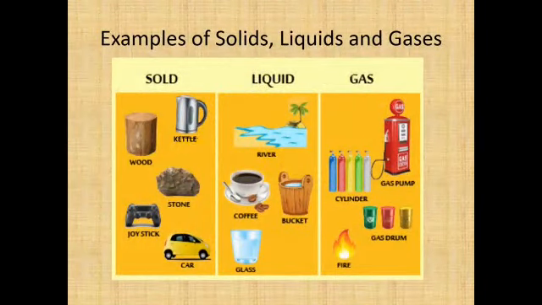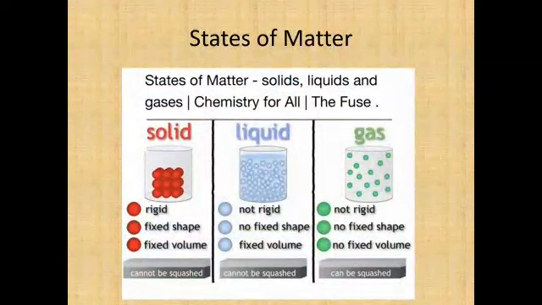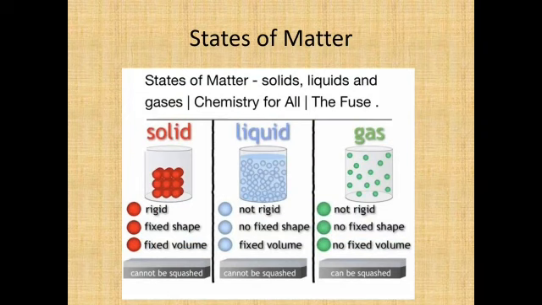Now, some examples of solid are wood, stone, joystick, etc. Some examples of liquid are water, coffee, etc. And some examples of gas are cylinder, gas pump, gas drum, etc. Now, in the given picture, we can see the basic differences between solid, liquid and gas. You can go through it once and we will discuss it in detail in the next slide.